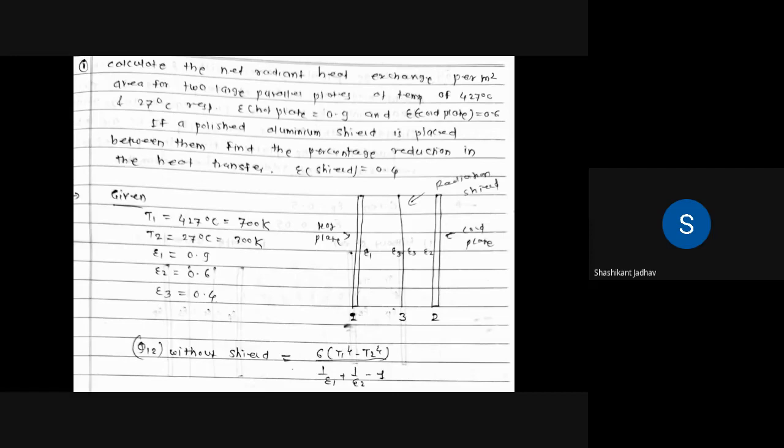Full stop. Epsilon of hot plate, meaning emissivity of hot plate, is equal to 0.9, and emissivity of cold plate is equal to 0.6. Epsilon of cold plate is equal to 0.6.